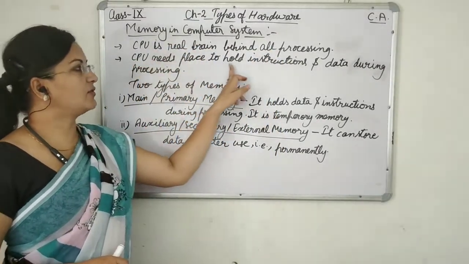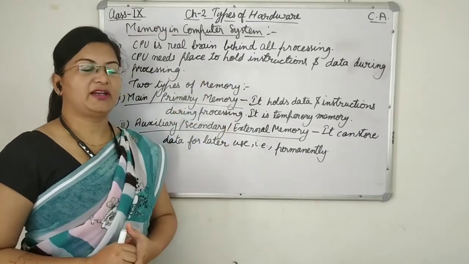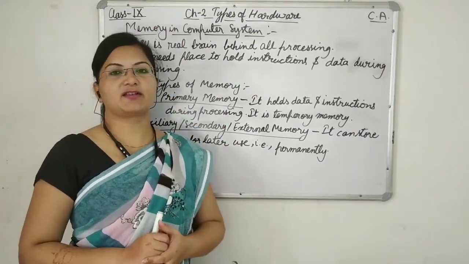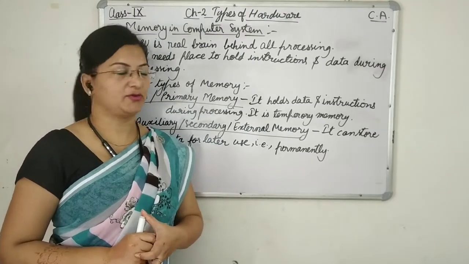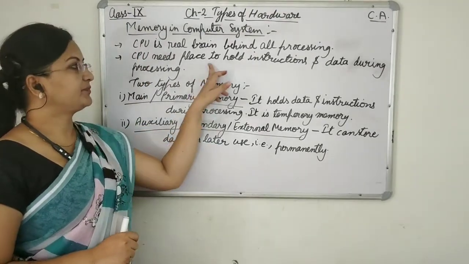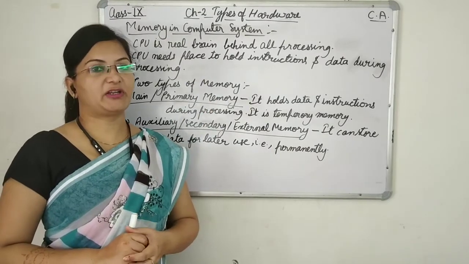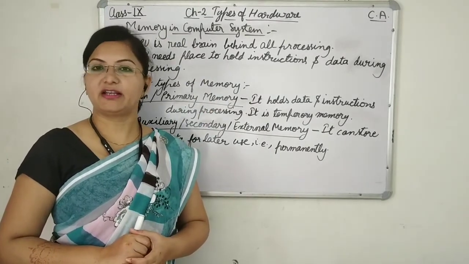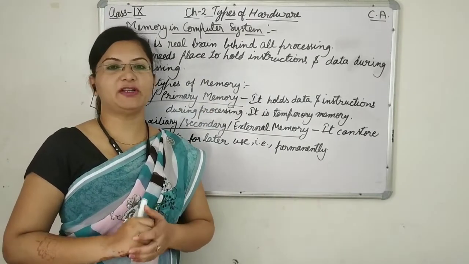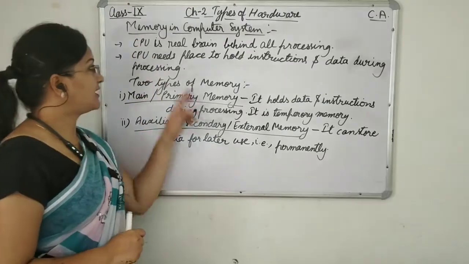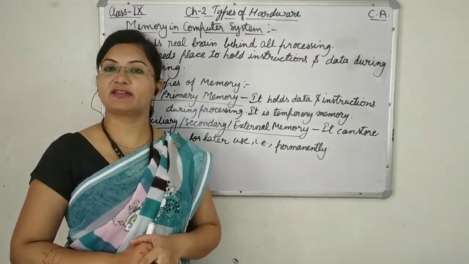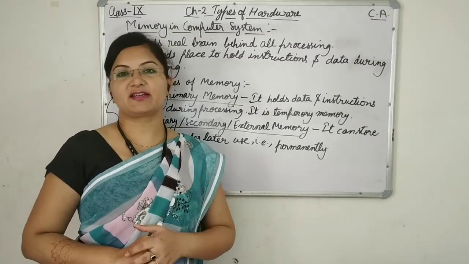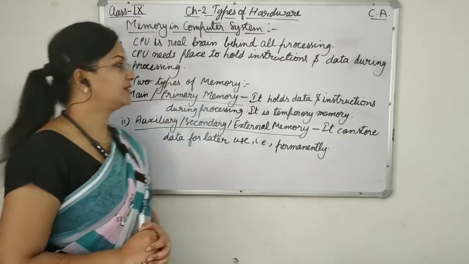The CPU needs a place to hold instructions. Instructions are given to the CPU, and according to that, the data is processed by the CPU. That means instructions should be loaded somewhere, and the data which is being processed should also be loaded somewhere. That is why the CPU needs a place to store the data and instructions at the time of processing. So this data is stored in the memory.